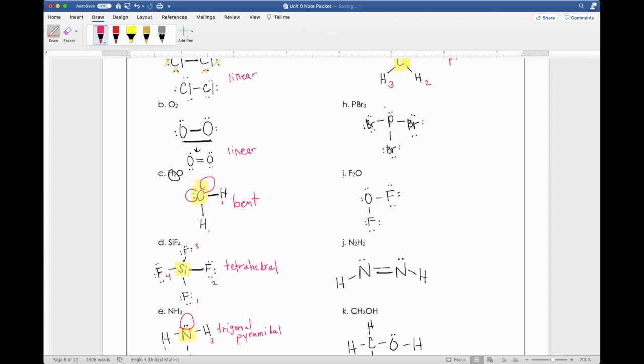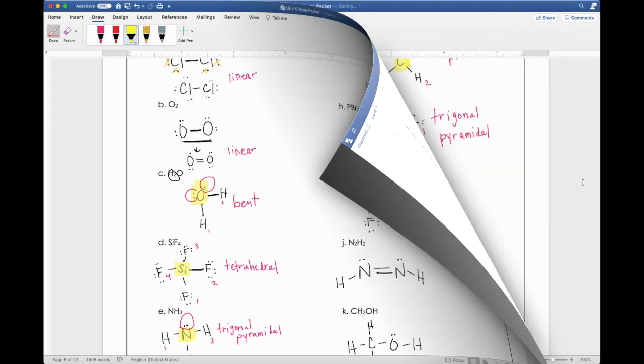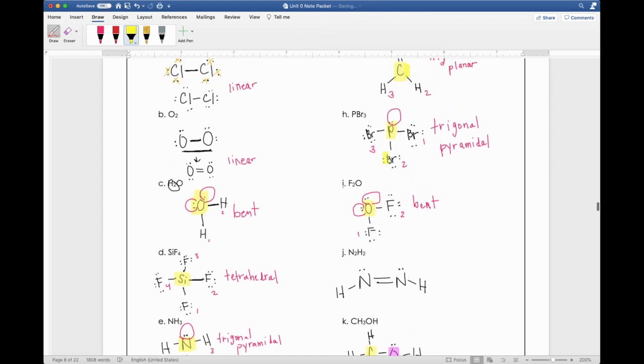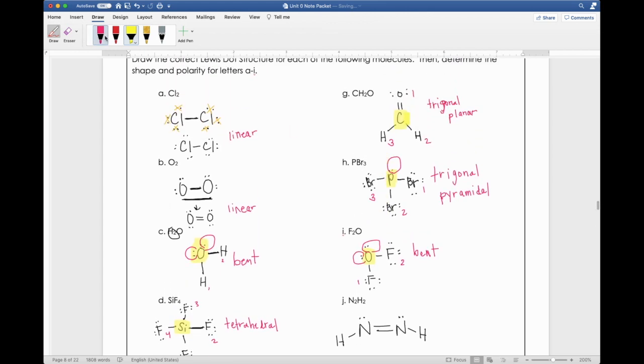Pause this video. Here we go. Determine the shape. And there we have it. So H is trigonal pyramidal, and I is bent. Let's try polarity quick. So A, let's do polarity in green.